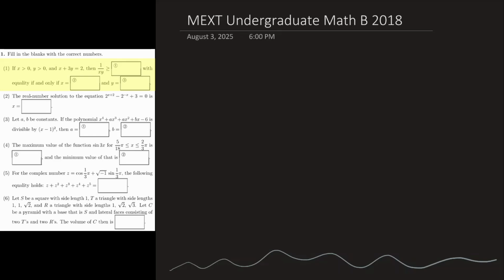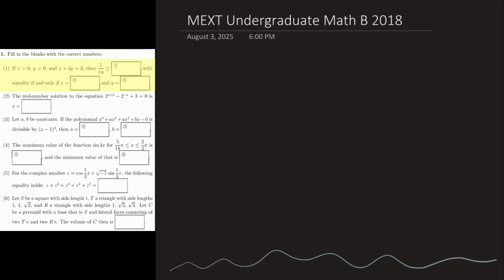So first is question 1, which says if x is greater than 0, y is greater than 0, and x plus 3y equals 2, then 1 over x times y is greater than or equal to blank, with equality if and only if x equals blank and y equals blank.